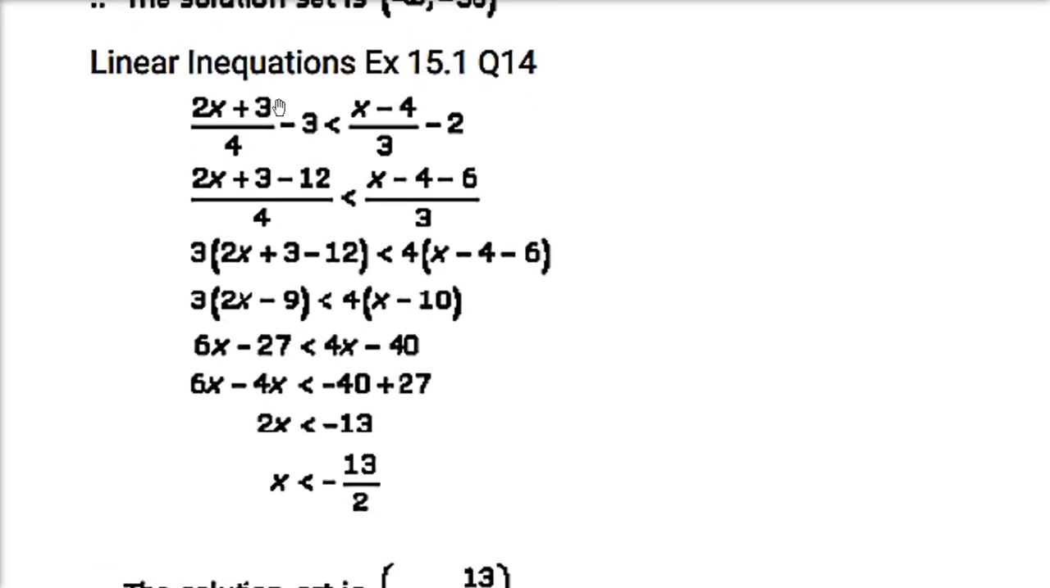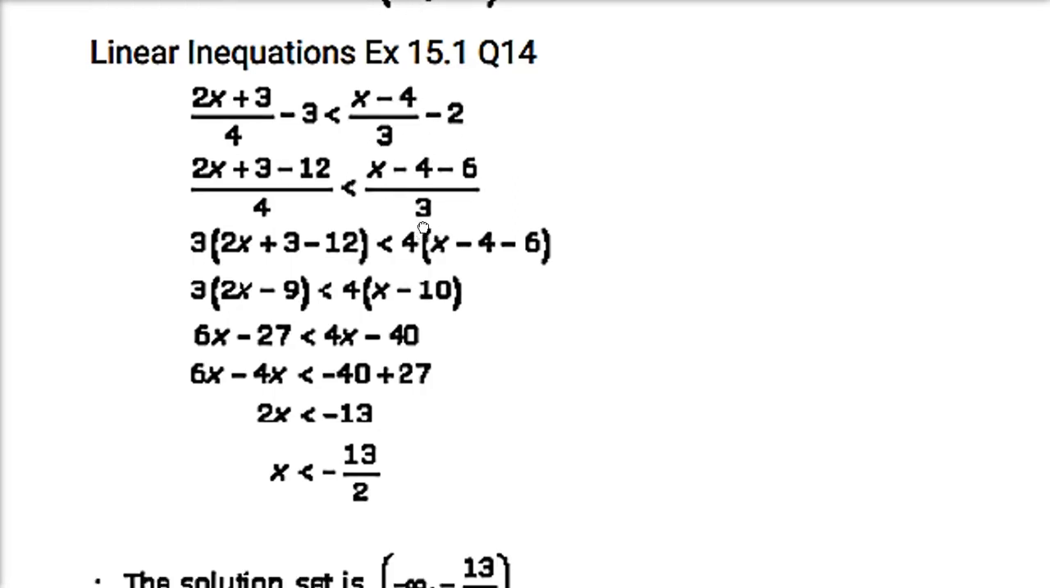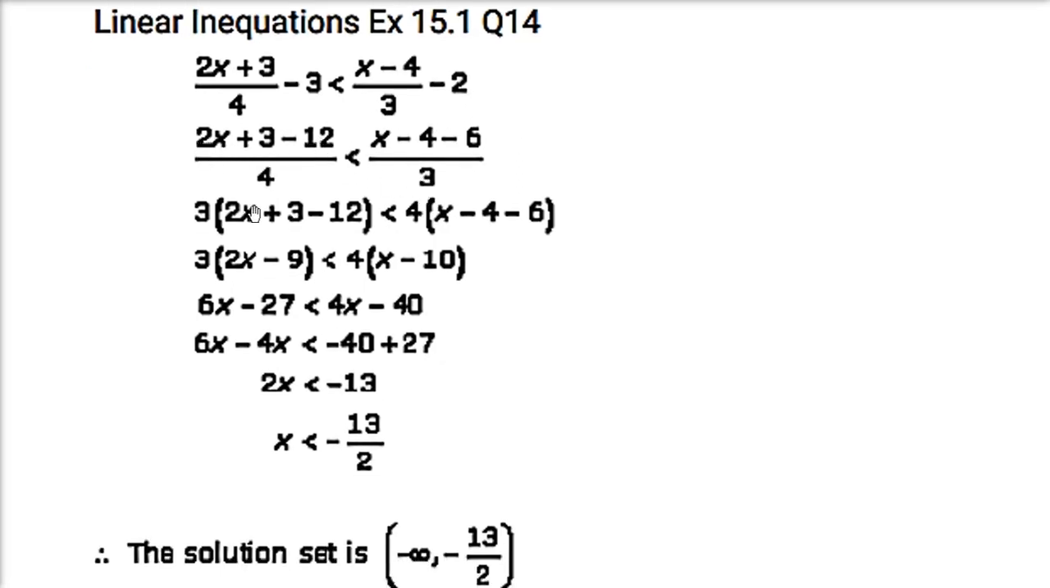Similarly here, just solve this. Assume that you have 3 by 1. Assume that here you have 2 by 1. So you have 2x plus 3 minus 12 by 4, x minus 4 minus 6 by 3. So multiply 3 here, multiply 4 here.